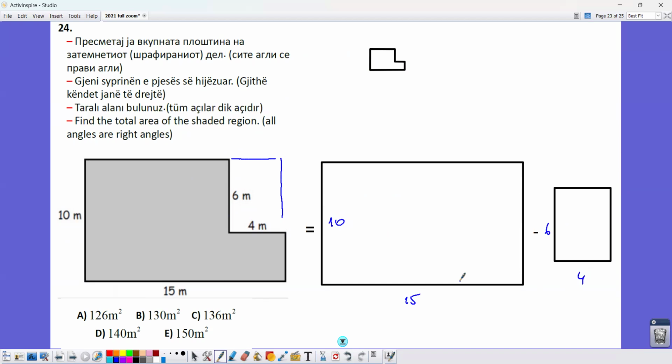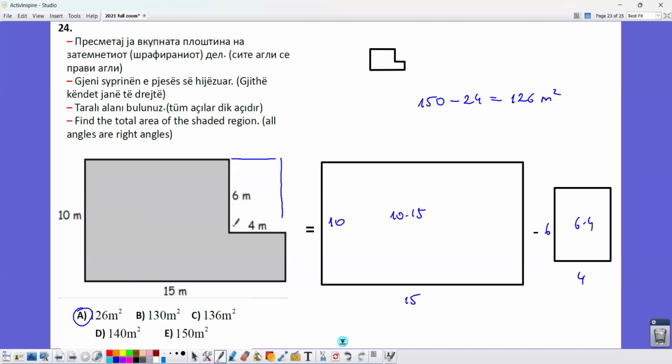The area of a rectangle is the multiplication of dimensions, which will be 10 times 15 minus 6 times 4. So this one is 150 minus 24. So this one will be 126 millimeter square.